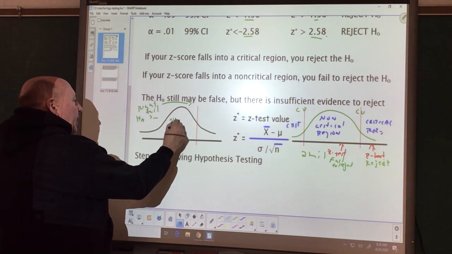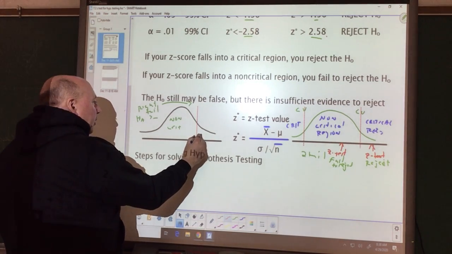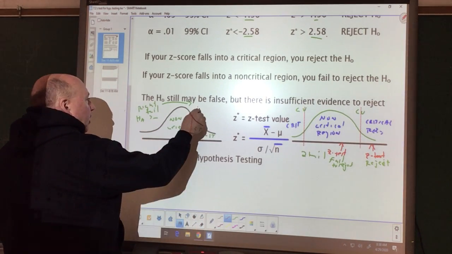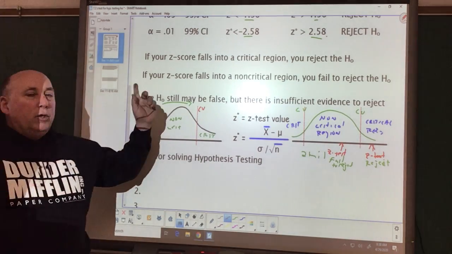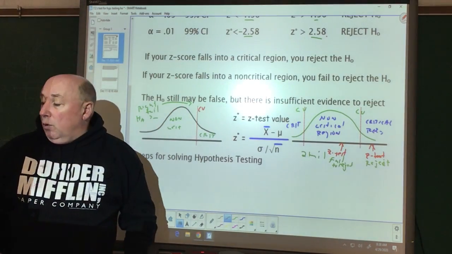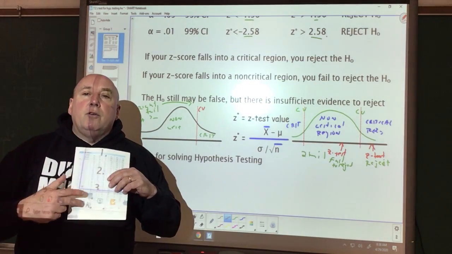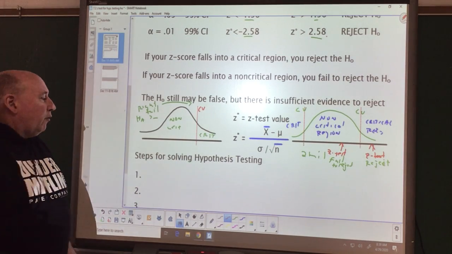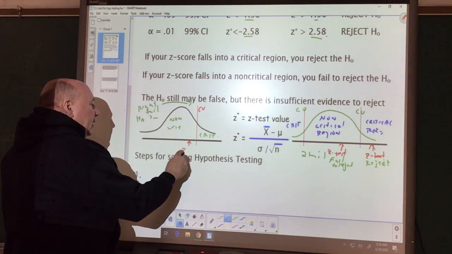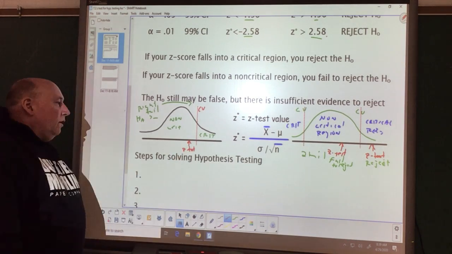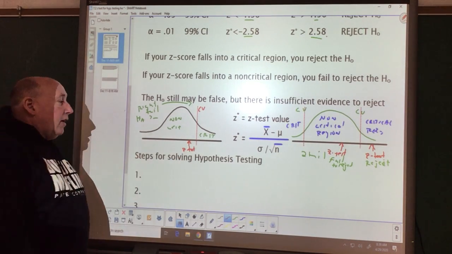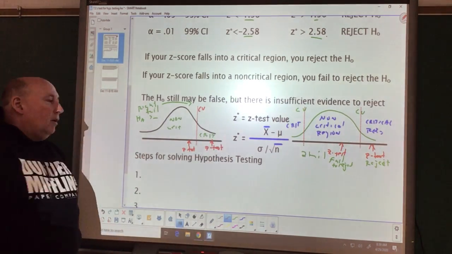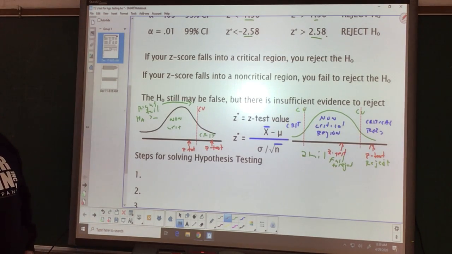This is going to be non-critical, and this is going to be critical. And this will be your critical value right here. And once again, you pull your critical value from what we did up above, or your t-table will give us our critical value. Okay, so we look for our test. If our z-test occurs here, we fail to reject. If my z-test occurs here, I reject the null hypothesis.